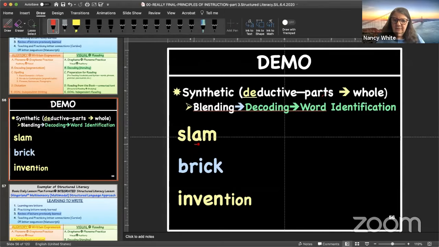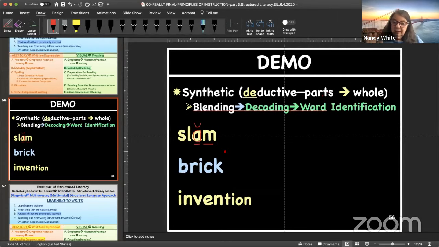Okay, so you ready? I see one, you should say it with me, those of you who know. I see one vowel graphemes, that means I have one syllable. A, consonant, a, s, l, sl, a, sla, slam. My word is slam.